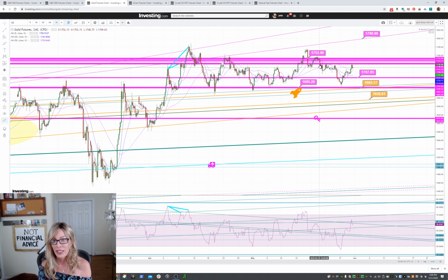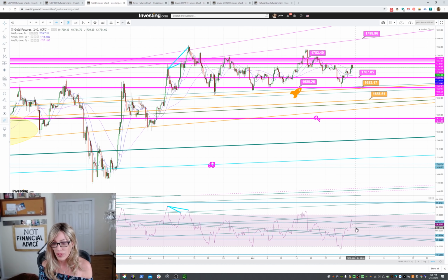Now, ideally, from a technical perspective, what I would like to see is another shouldery thing here, and that will give it more juice. But it doesn't look toppy here according to RSI. It looks like it's on a nice little thing, and now it might dip down again, as I said.